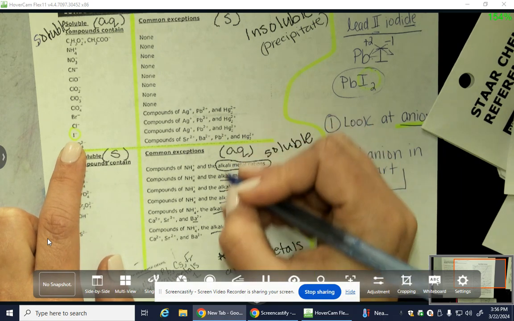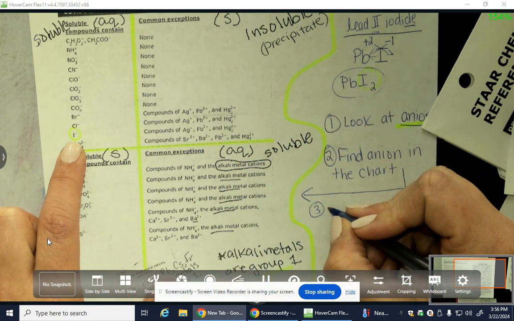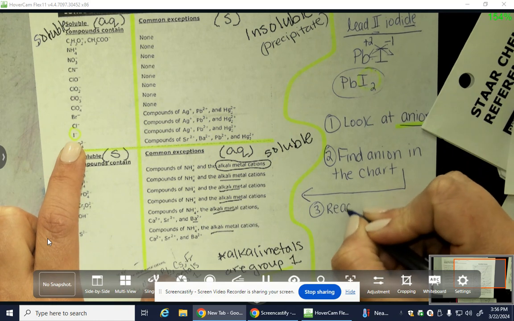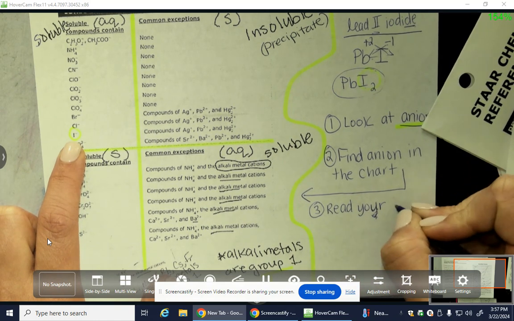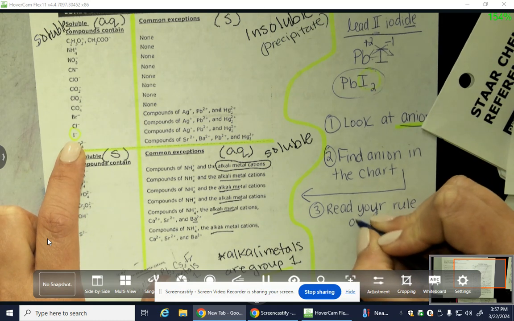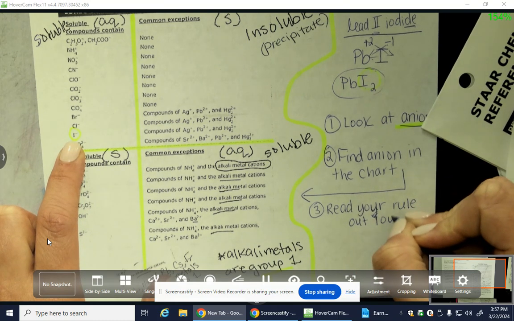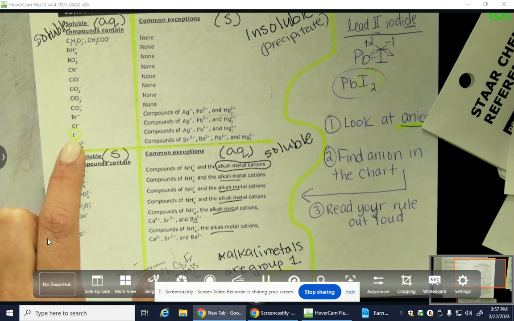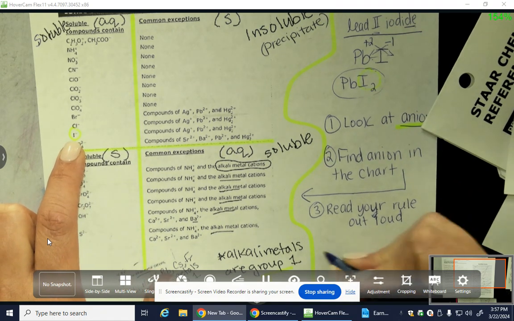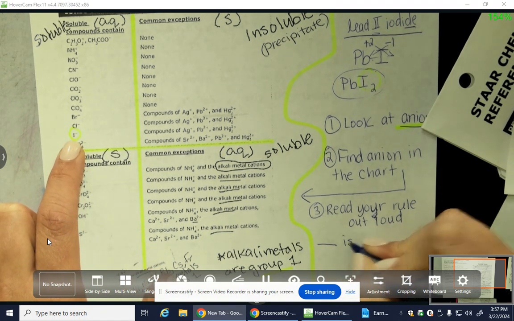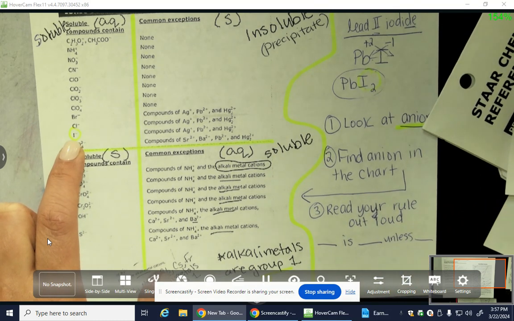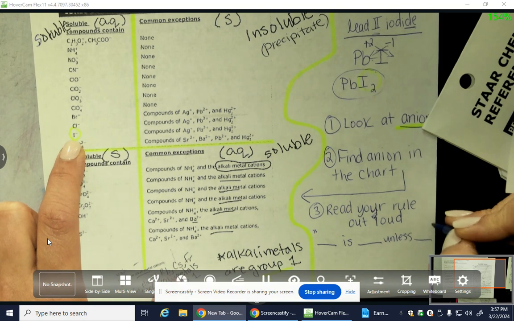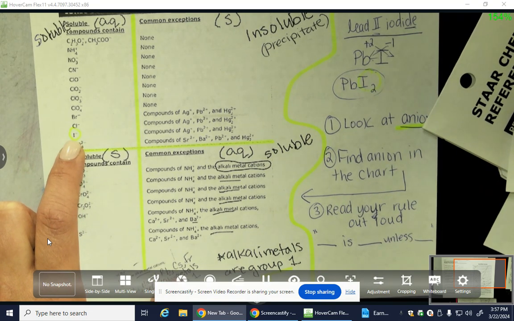Step 3 is read your rule out loud. What I mean by that is you're going to say something is something unless something. That's the skeleton of it.